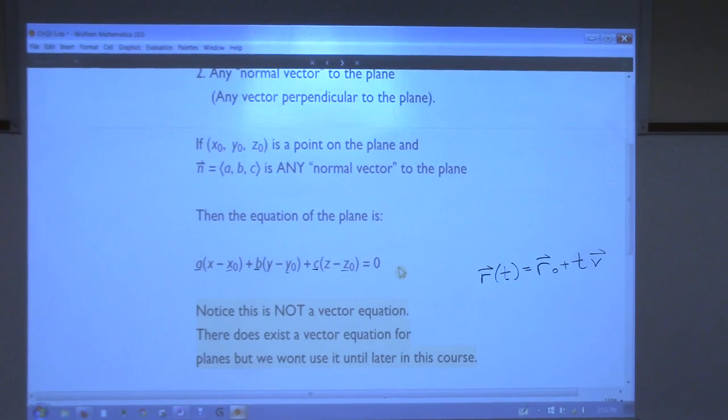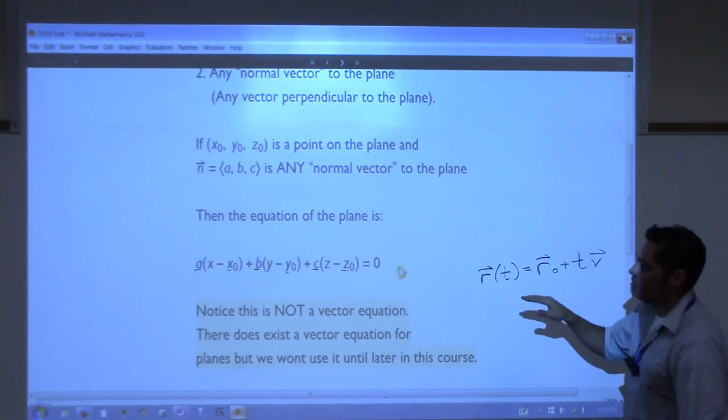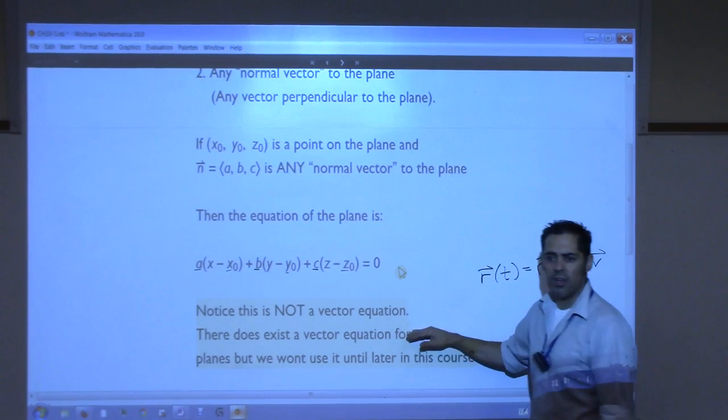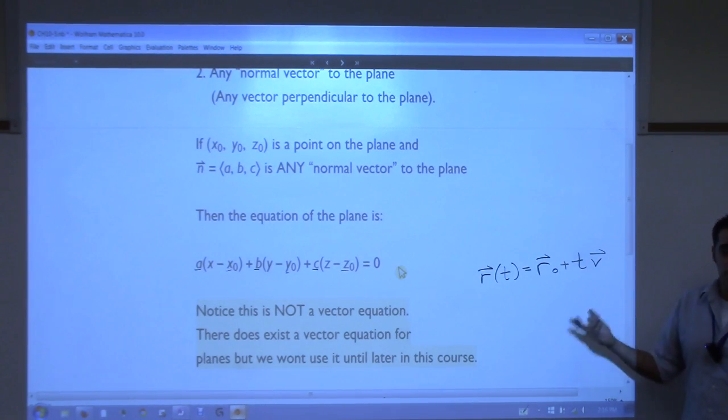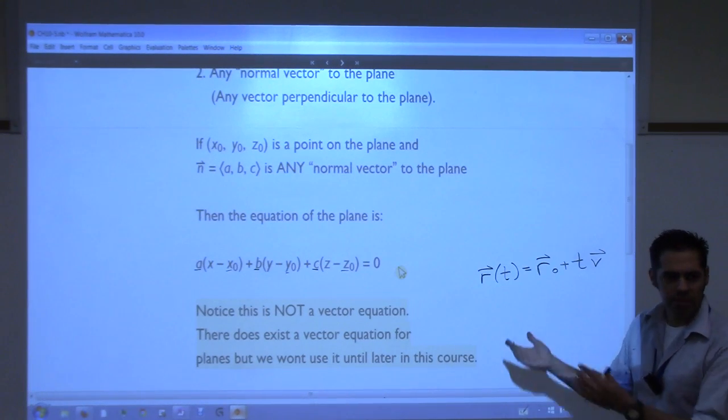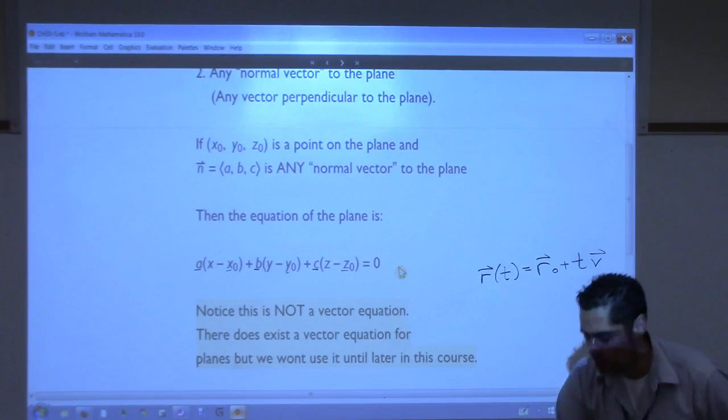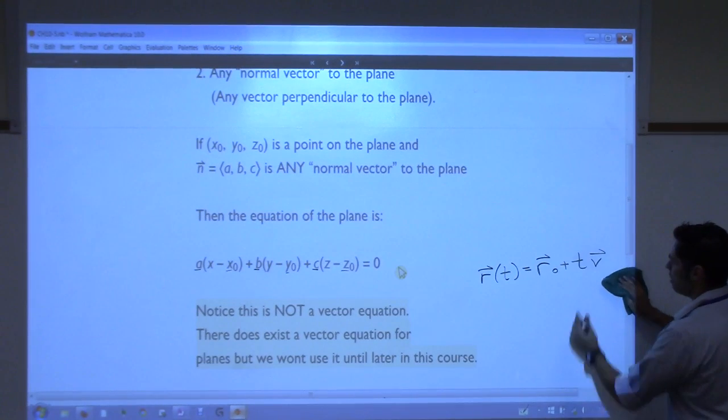Understand? Now, we actually do have a way of drawing planes, though, with vectors. There is a vector equation of a plane. There is one. Would you like to see it? We won't see it till later, but would you like to see it? I'll show it to you. It looks like this. Check this out.